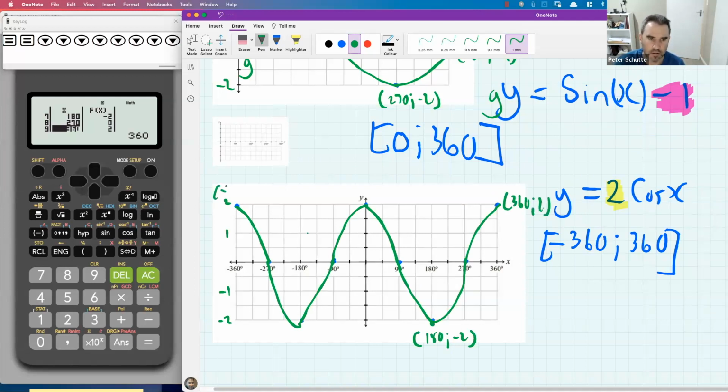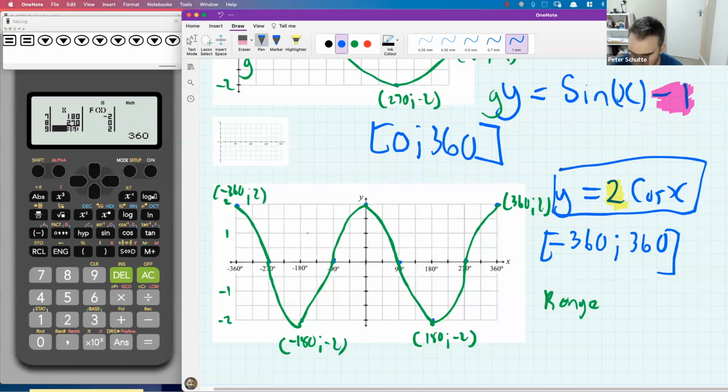This would be minus 362. This would be that. Bonus question. What is the range of this graph going to be? So what is the range of this cos graph that has been transformed going to be? Pop your answers in the chat or raise your hand and we can talk about that.